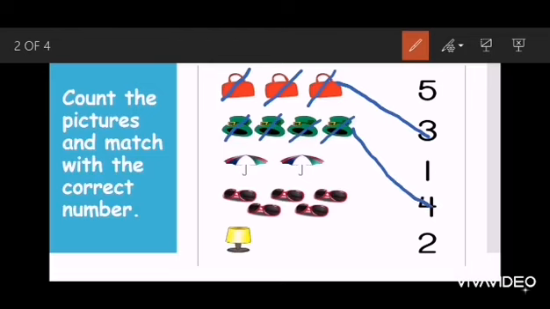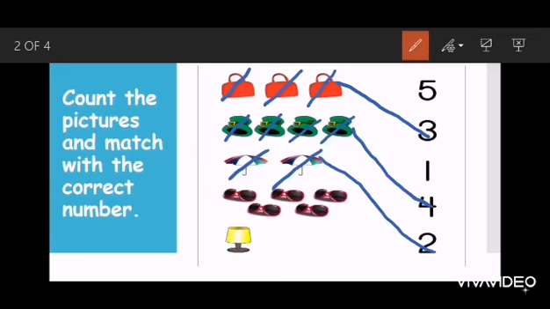Count how many umbrellas. 1, 2. Let's start from the first number. The first number is number 2? No. The second is number 2? No. The third? No. The fourth? No. The last one is number 2? Yes. So we will match it with number 2 like this.